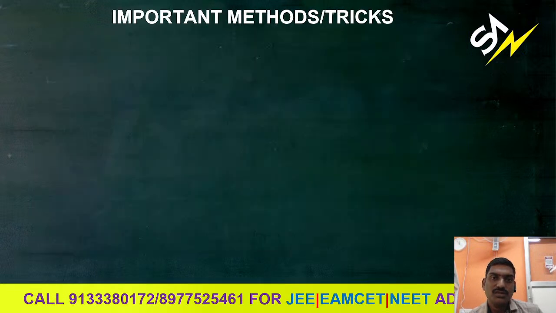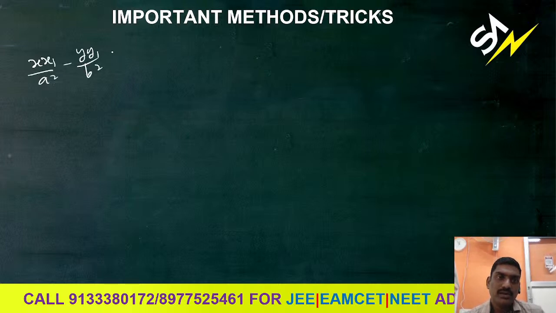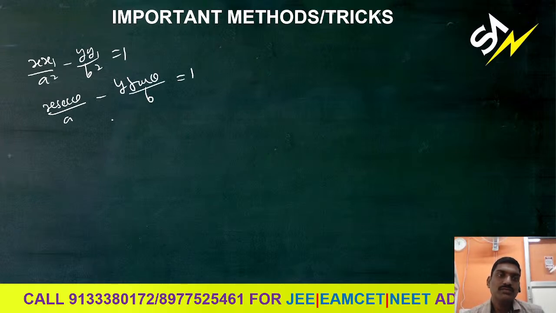Okay. Today's concepts are completed. Important methods and tricks. What are the important methods and tricks? We have to use the formulas directly. Here we have three formulas: x square divided by a square minus y square divided by b square is equal to 1, or else x secant theta by a minus y tan theta by b is equal to 1.